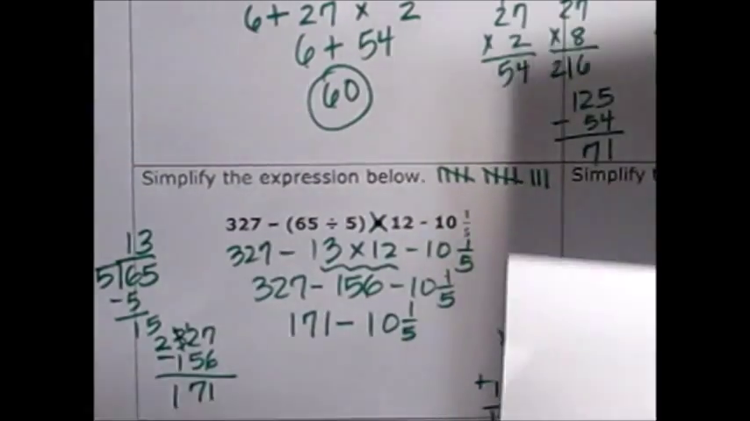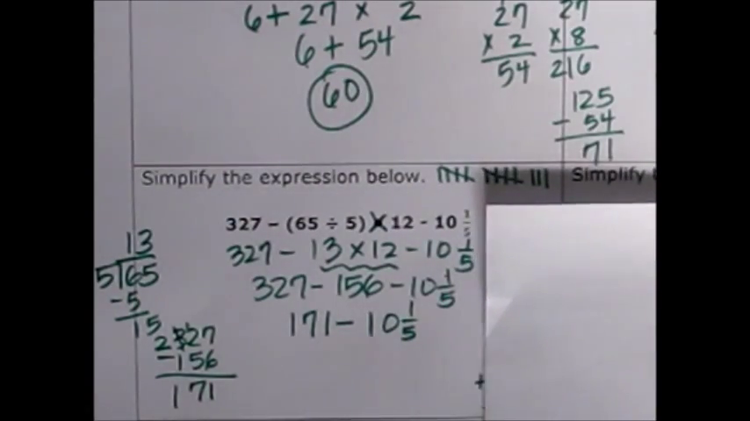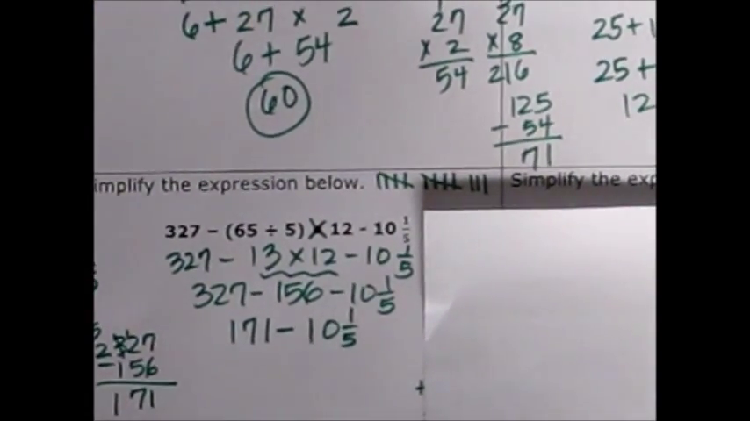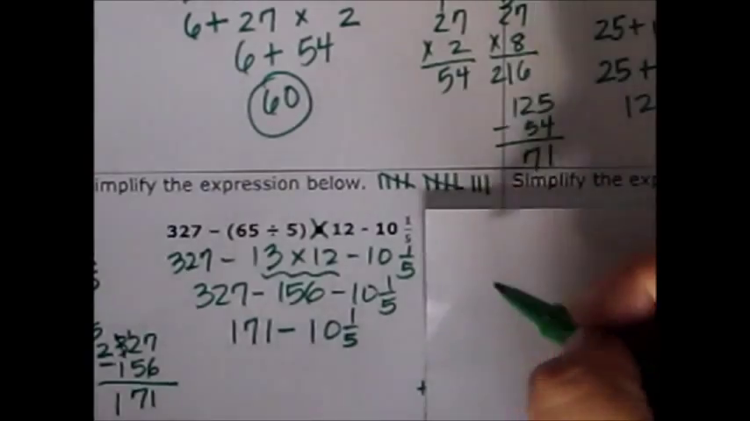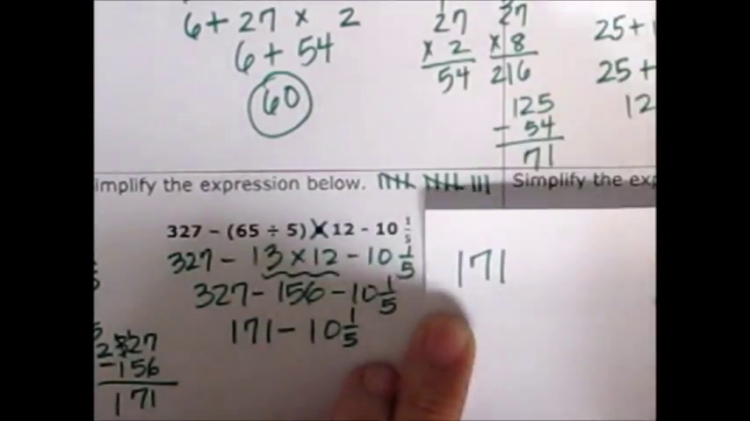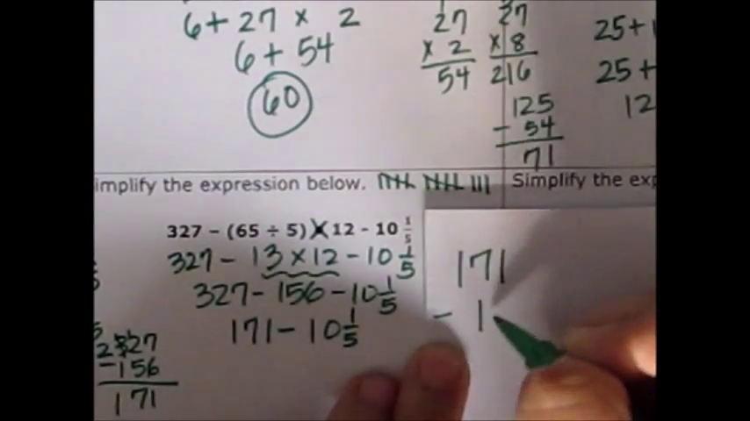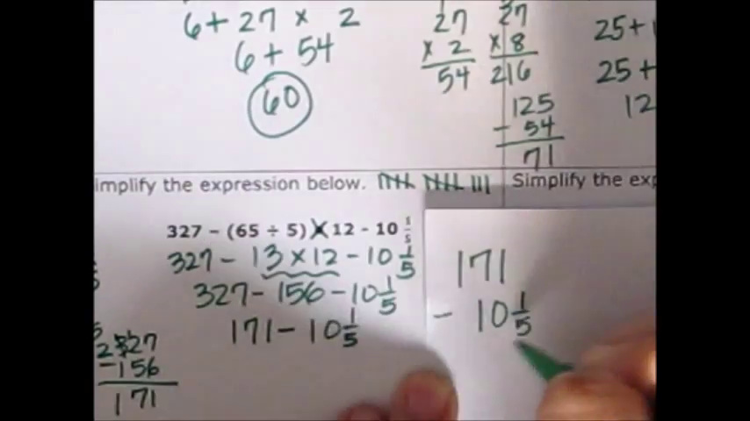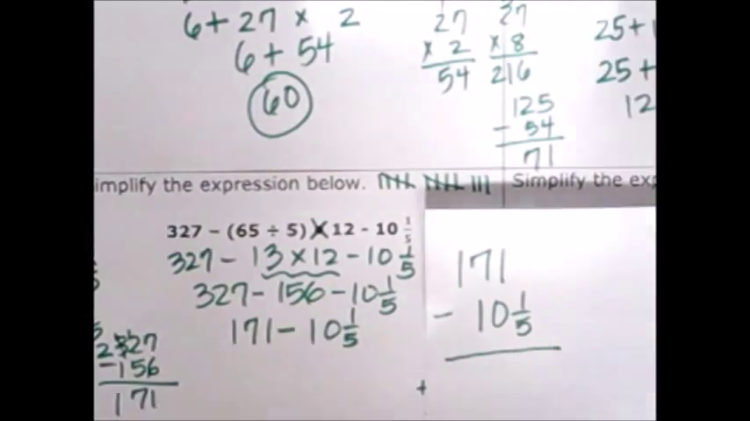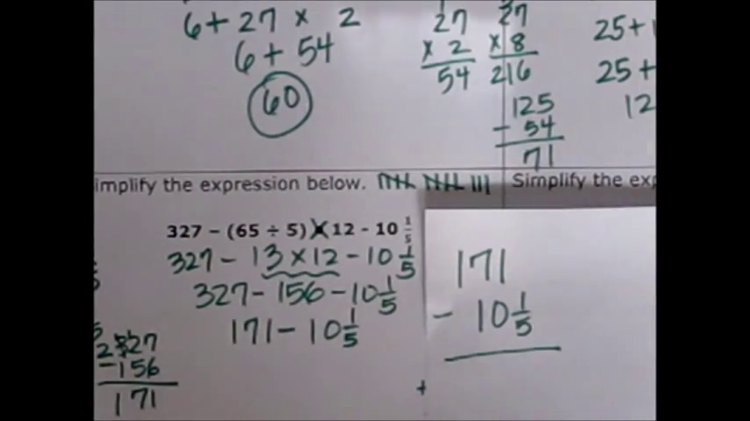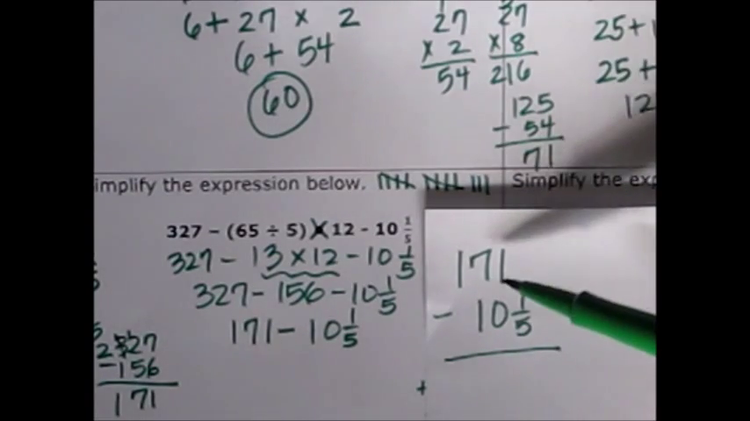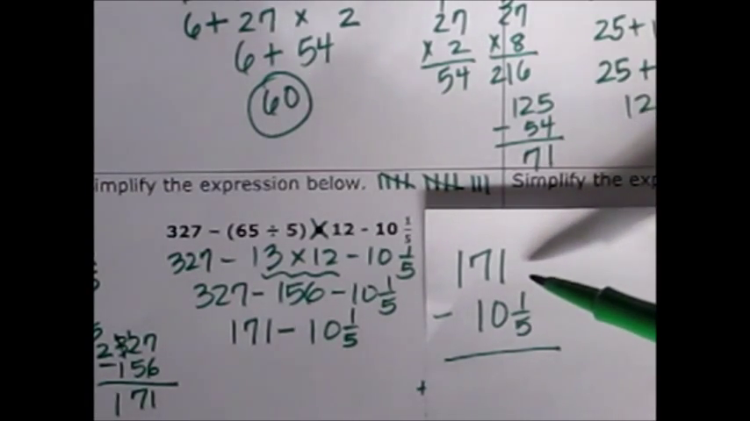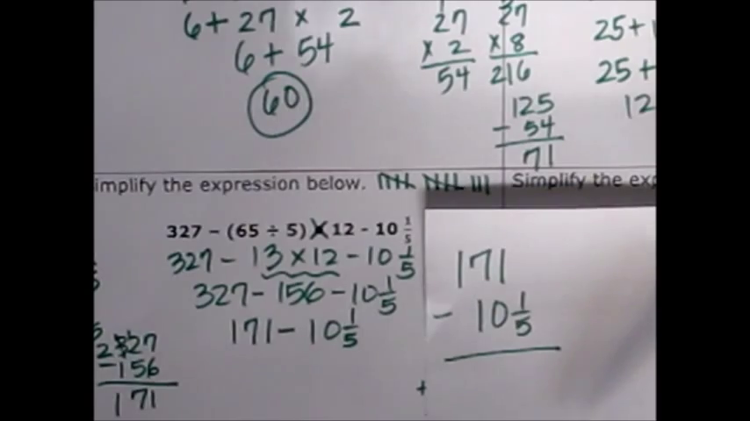Okay, so I'm just going to get a little sheet of paper over here on the side. You can always have some scrap paper too while you're working. And I'm going to set up my problem. So 171 minus the 10 and 1/5. Now I know from the time that we were practicing adding and subtracting fractions that I need to turn this whole number into a fraction too. That way I can subtract.